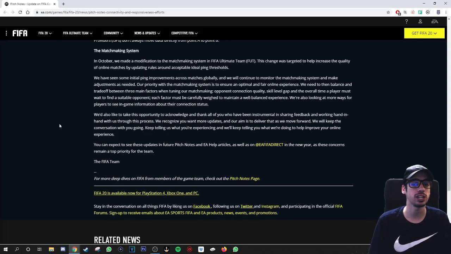Our priority with the matchmaking system is to ensure an optimal and fair online experience. We need to then balance and trade off between 3 main factors when tuning our matchmaking: opponent connection quality, skill level gap, and the overall time a player must wait to find a suitable opponent. Each factor must be carefully weighed to maintain a well-balanced experience. We're also looking at more ways for players to see in-game information about their connection status.